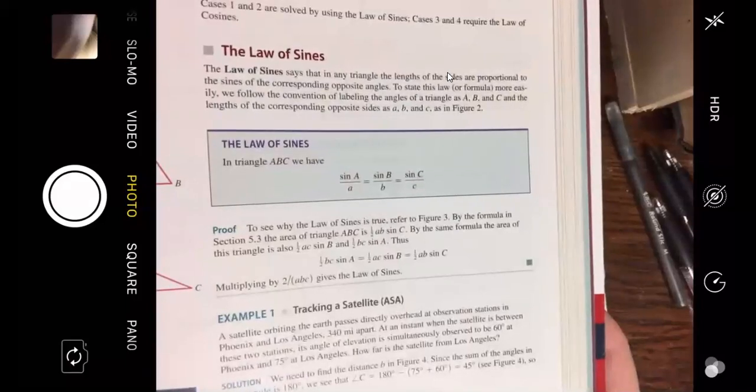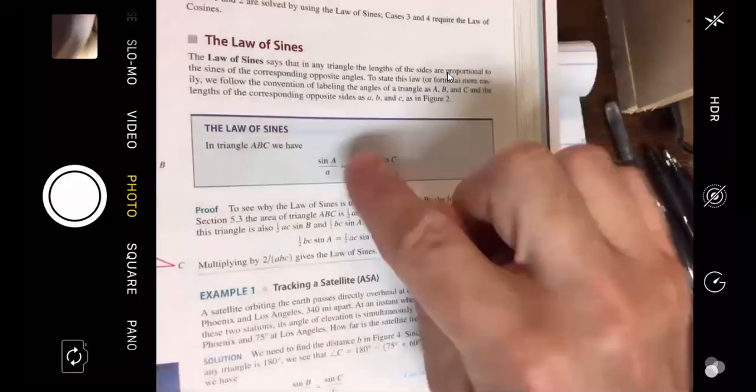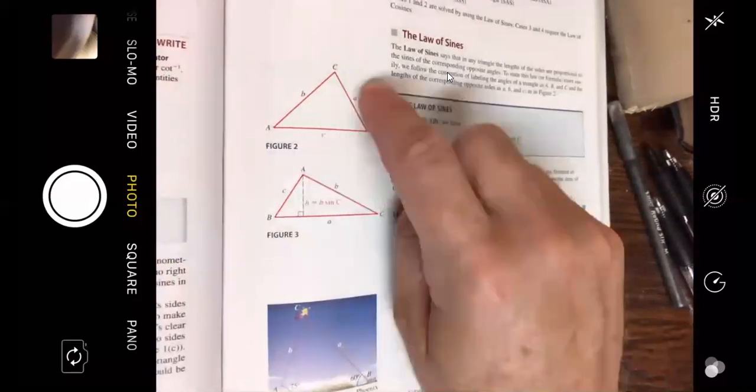If you see this picture here, they use capital letters for the angles and label the points of the triangle by capital letters for angles. Then they stick small letters for the lengths of the sides opposite its matching angle. So side little a is opposite angle A. Side little b is opposite angle big B. And side little c is opposite big angle C.